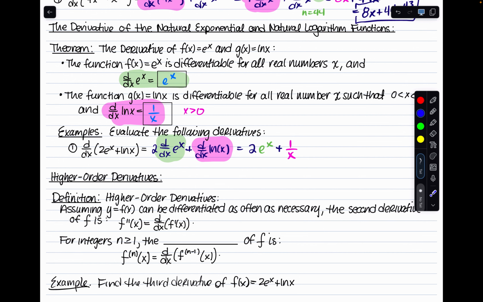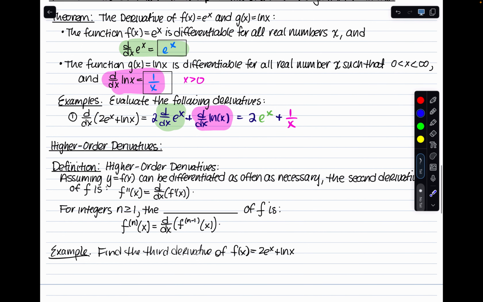And last, we will mention very quickly higher order derivatives. As I mentioned before, a higher order derivative is just another derivative on top of potentially the first. So when we write f prime, what we're doing is evaluating the derivative of the first derivative. So we're taking d dx of f prime.